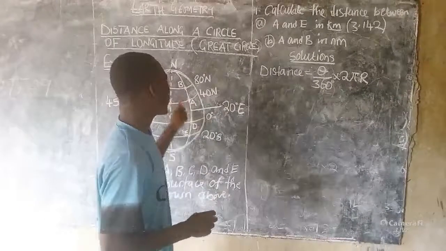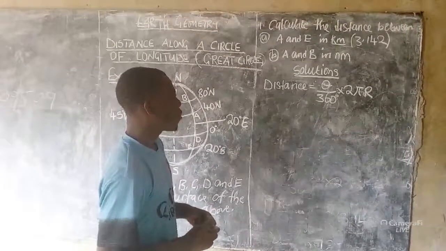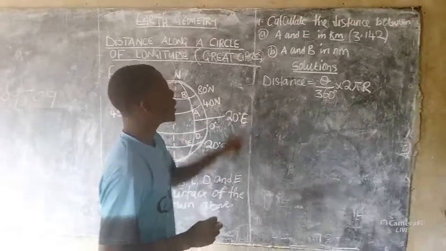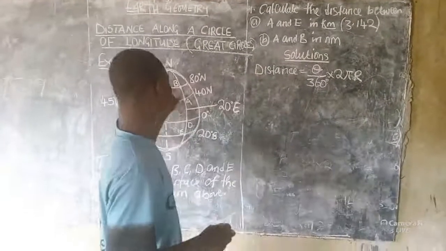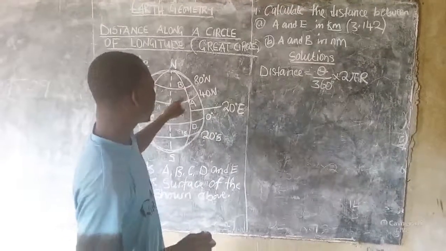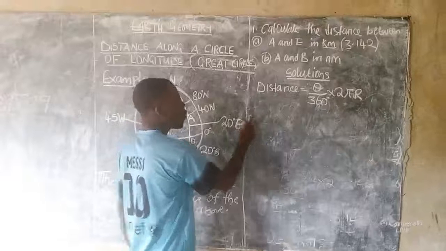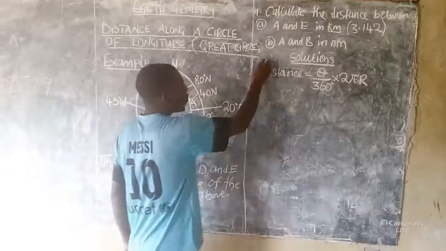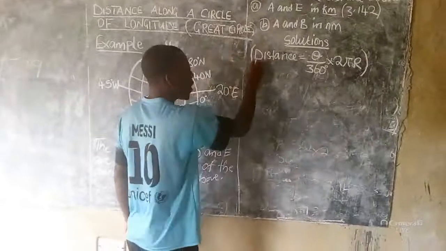So we are talking about the earth geometry here. We go to distance between A and B in nautical miles. So we start talking about this distance between that. What I'm saying is we follow the same formula. Just maintain the same formula.